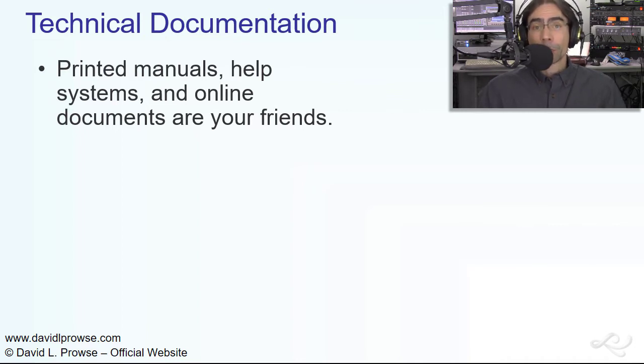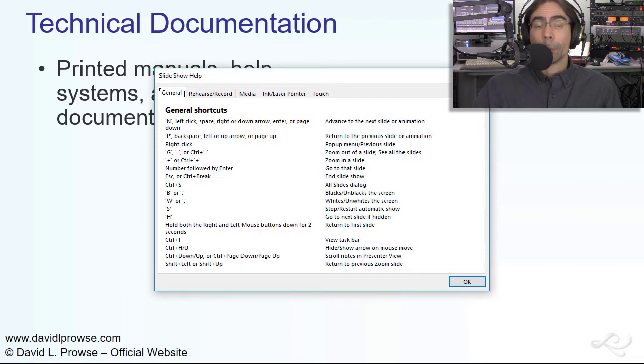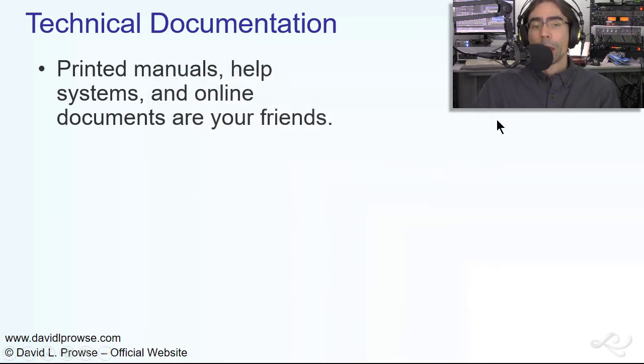Now, help systems are good too. For example, embedded help systems. I'm in PowerPoint right now. If I press the F1 key, we'll get the embedded slideshow help, which gives all the shortcuts that you can use on the keyboard. This is a gold mine right here, and lots of other help topics. So F1 you can use with most applications and also for operating systems as well.